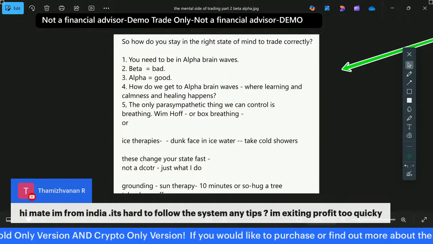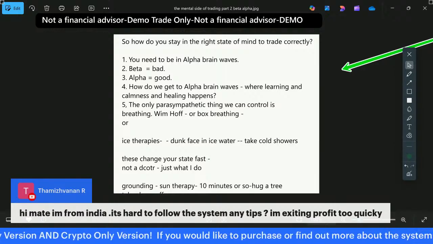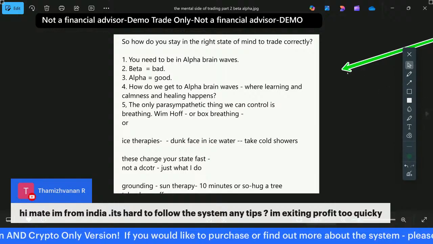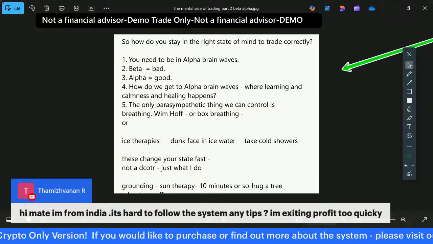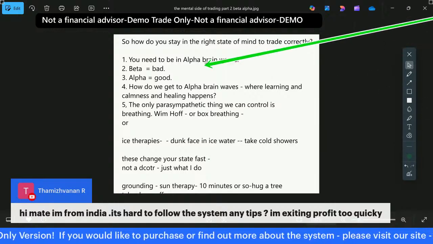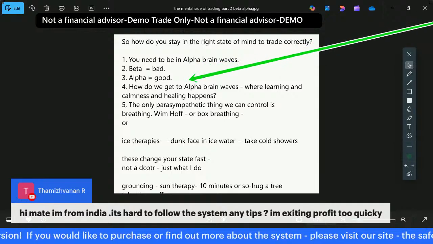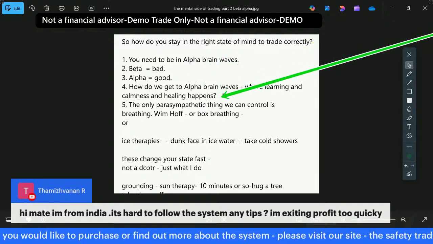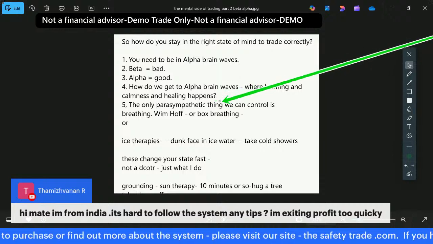Hi, mate from India. It's hard to follow the system. Any tips? Yeah, follow the rules, but I'm going to be nice and try to help you. You need to be in alpha brainwaves. How do you get into alpha brainwaves, where learning and calmness and healing happens? The only parasympathetic thing you can control is breathing.